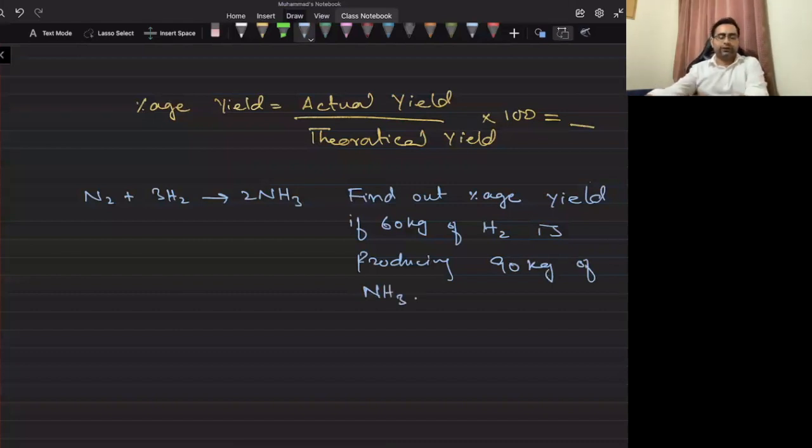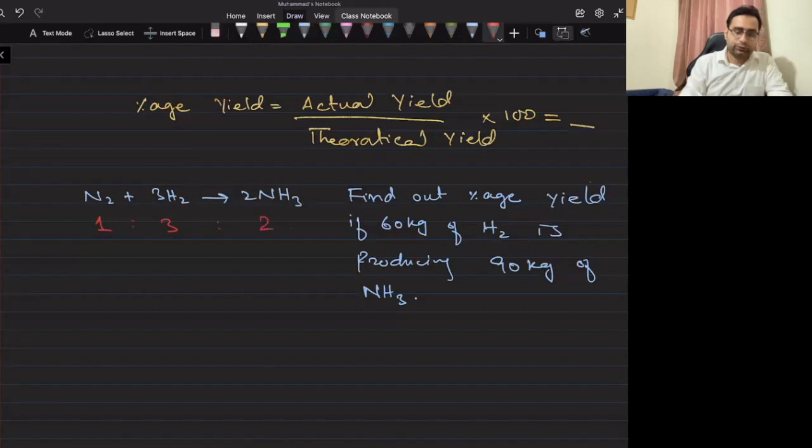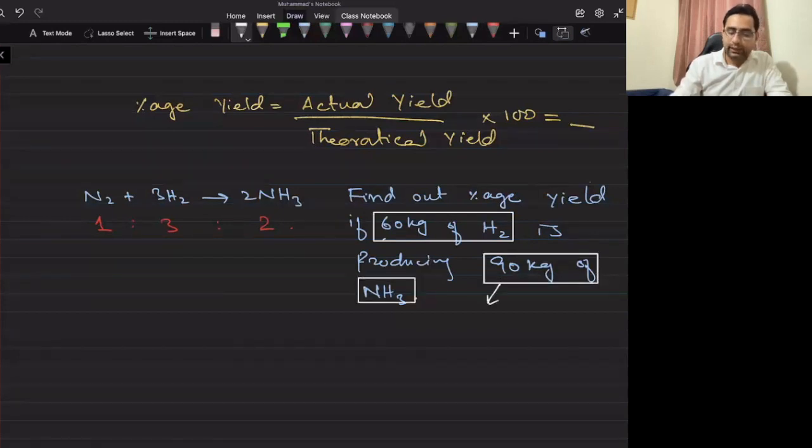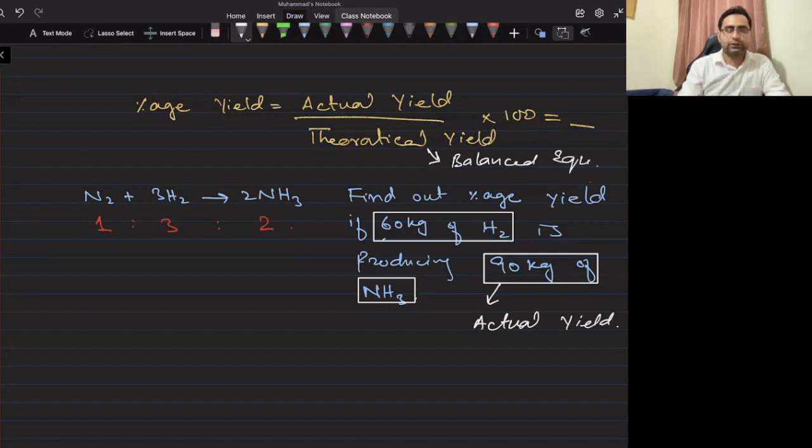Now, very first step, you will find out the molar ratio. Their ratios are 1:3:2. And what is given to you? 60 kg of hydrogen is giving you 90 kg of ammonia. This 90 kg of ammonia is your actual yield. And you will get the theoretical yield from the balanced chemical equation by using calculations. That's what we call theoretical yield.